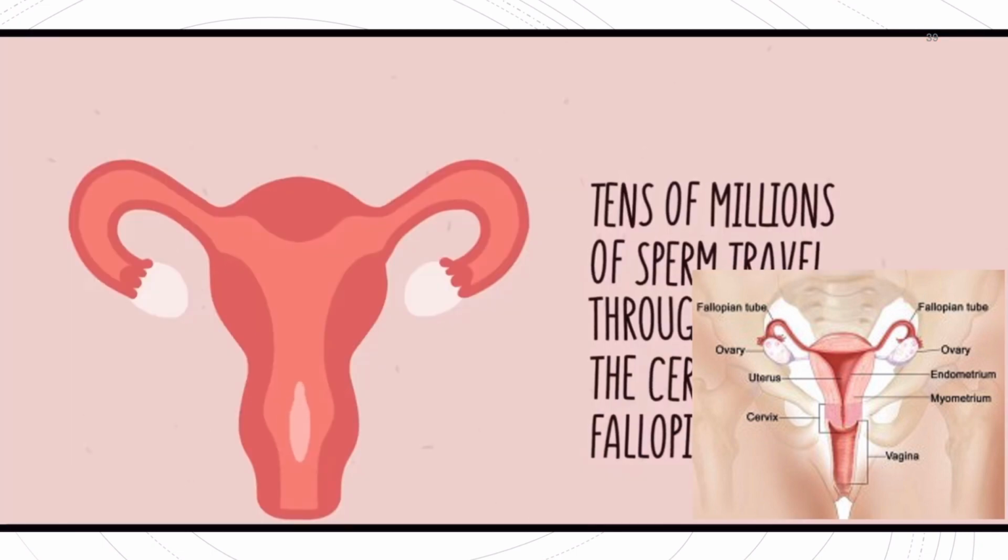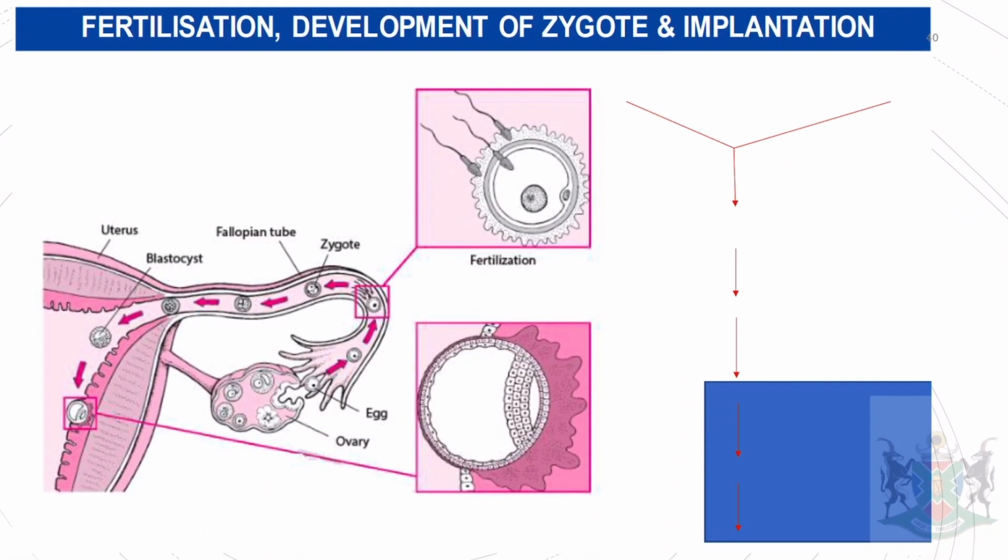All right, moving right along. So fertilization, development of the zygote, and implantation. Let's start firstly with the term fertilization. What is fertilization?